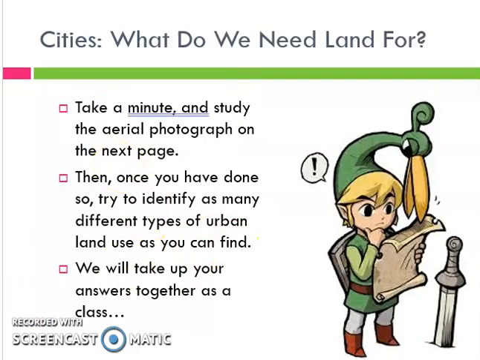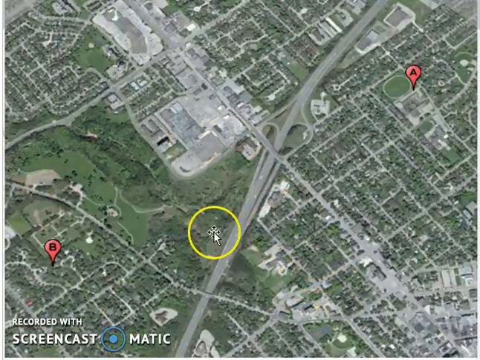Cities. What do we need for land? Take a minute and study the aerial photograph on the next page. Then, once you have done so, try to identify as many different types of urban land use as you can find. Okay, so when I look at this, I see parks, definitely. I see possibly retail, like shops and stores, also some houses. So there's residential areas. Then there's also streets, so that's transportation. Here's a stadium, so maybe recreational or parks, etc.